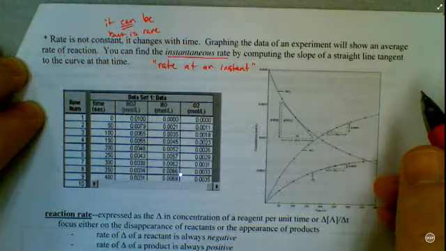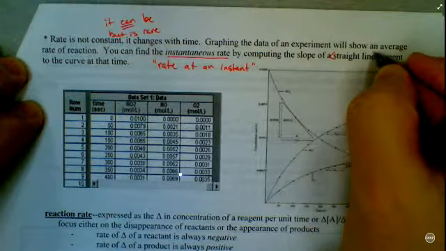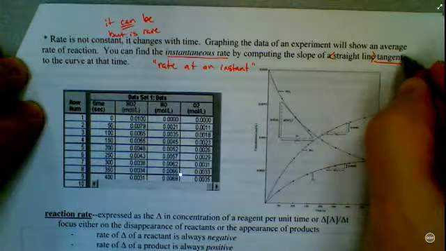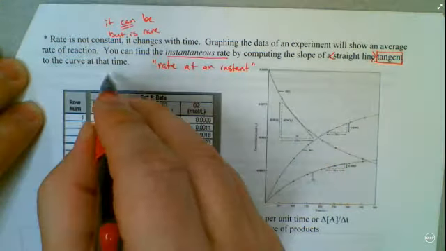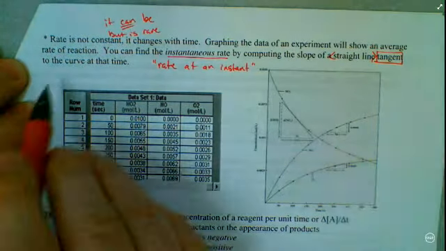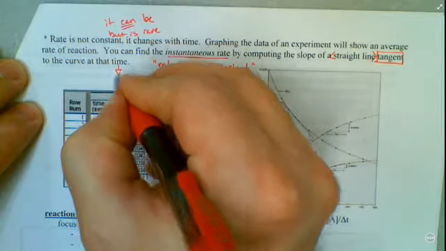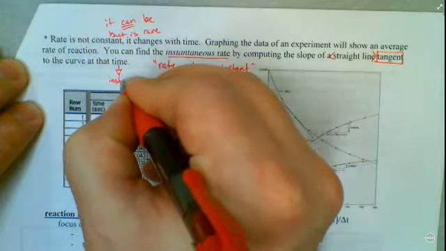We can find that by computing the slope of a straight line that is tangent to the curve at that time. Right? A straight line that is tangent to the curve at that time, aka at that instant.